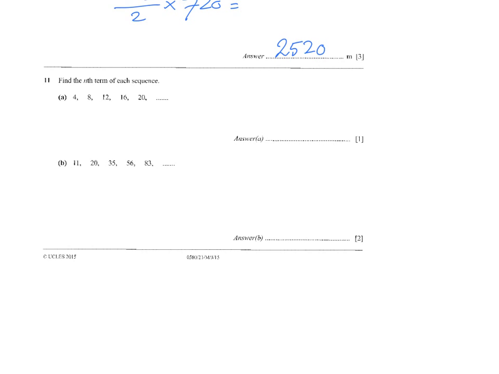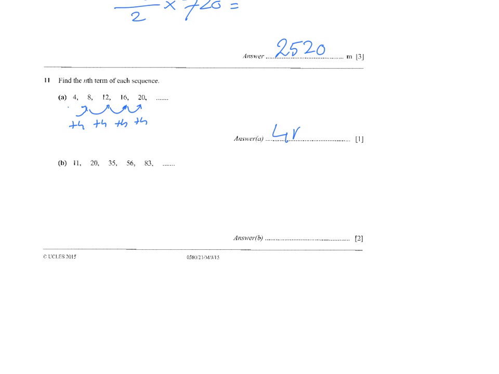Moving on to the next question, sequences for 1 point. To start with, it's probably a linear sequence. Find the term-to-term rule. What is that? From 4 to 8, plus 4, plus 4. As you can see, it's a constant addition. So the term-to-term rule is plus 4.